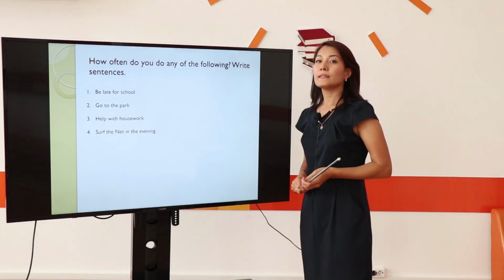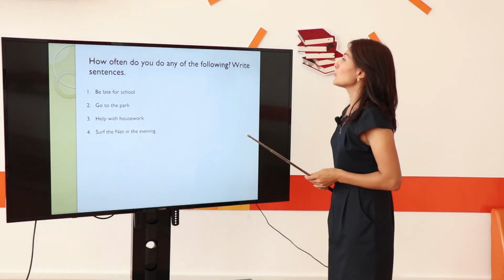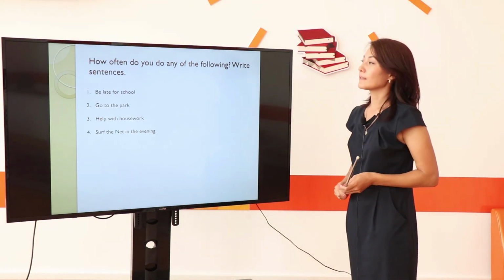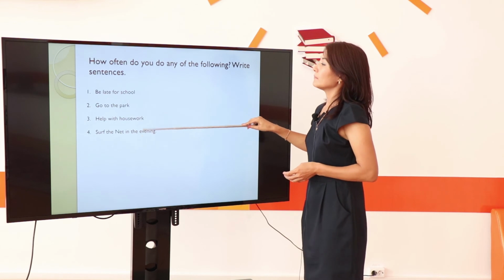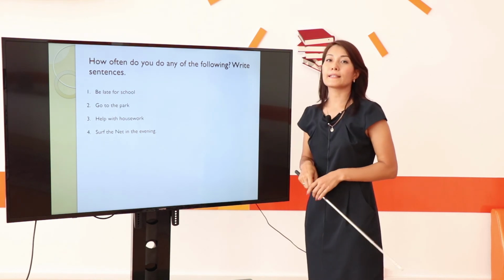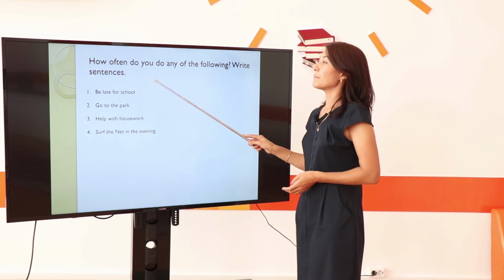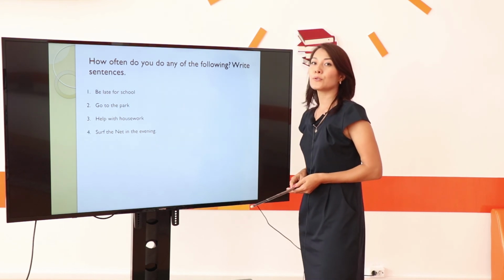Okay, now our next task is: how often do you do any of the following? Write sentences. Here you can see some words for the sentences. Using them and using adverbs of frequency, you should make sentences. Try to do it, please.